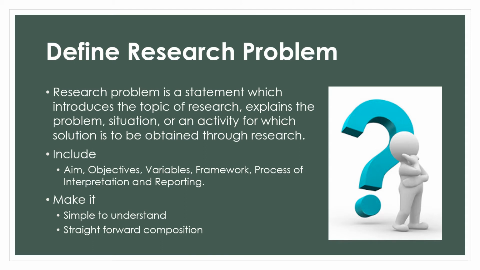Basically he has to include what is the aim, objective, what are the variables, what is the framework, process of interpretation and the reporting. All these things are given in an abstract kind of form. It should be simple to understand, with a straightforward composition. So whenever you are presenting a project proposal or a research proposal, or giving the introductory abstract about the research and research problem, it should follow all these criteria, then it will be good.